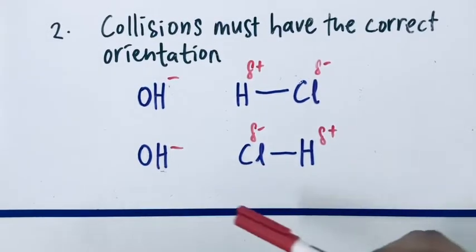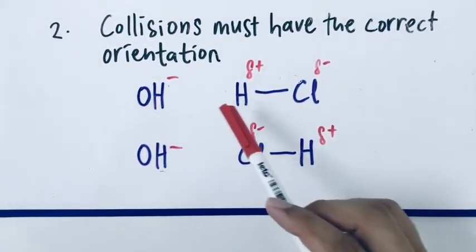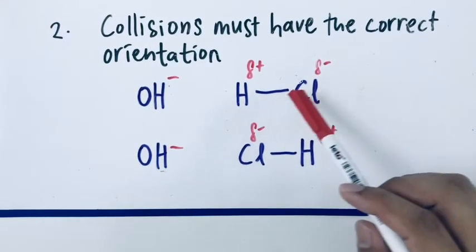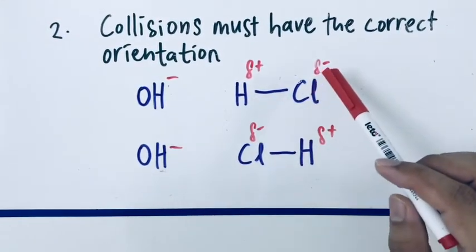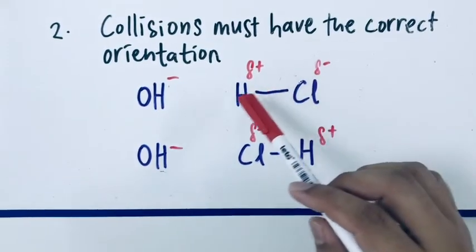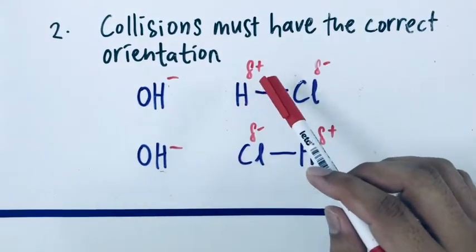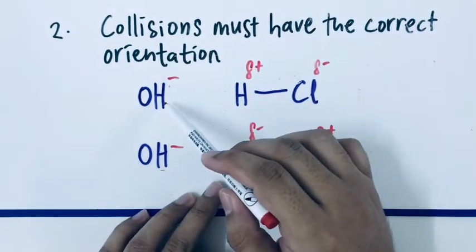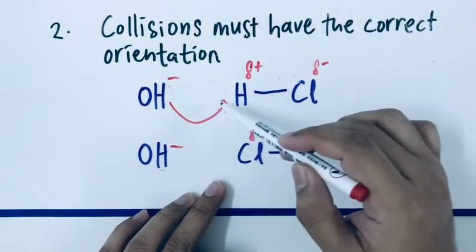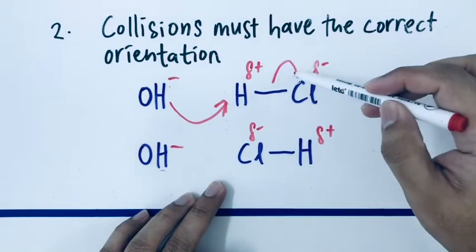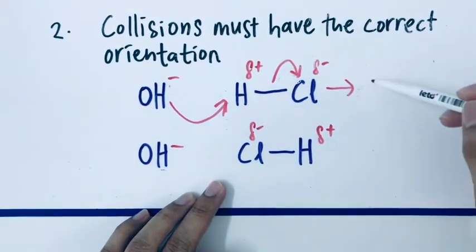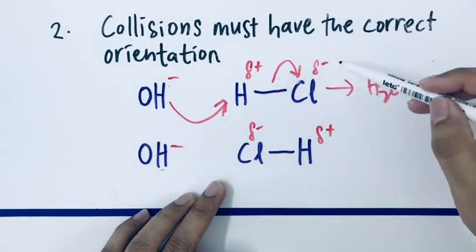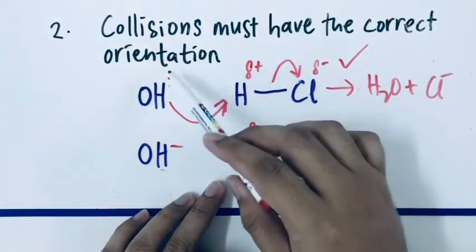Let's say here we have OH negative with HCl. Since Cl is more electronegative than H, Cl will have a partially negative charge and H will have a partially positive charge. So when OH minus is attracted to the positively charged atom, there will be bond breaking, so there will be product formation. So this one is an effective collision with the right orientation.